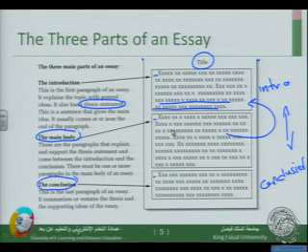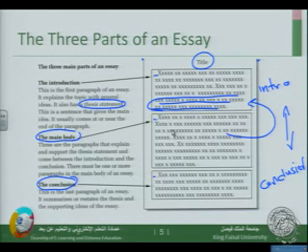Finally, the conclusion right here. This is the last paragraph of an essay. It summarizes the main idea, or restates the thesis statement. So it summarizes or restates the thesis statement you've mentioned in the first paragraph.